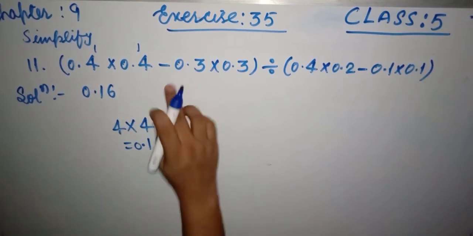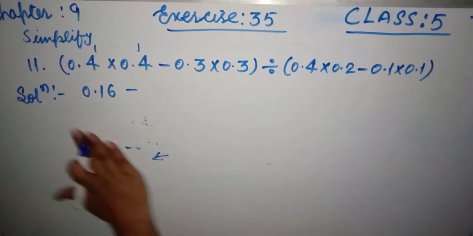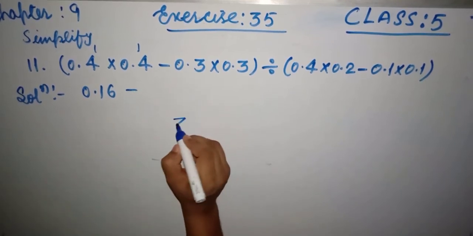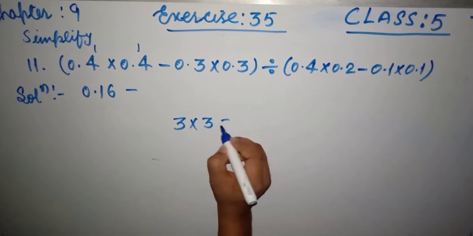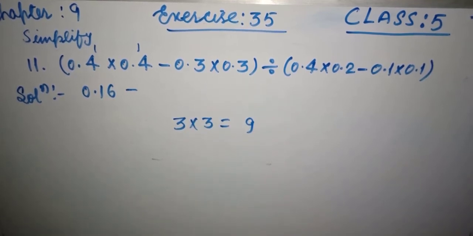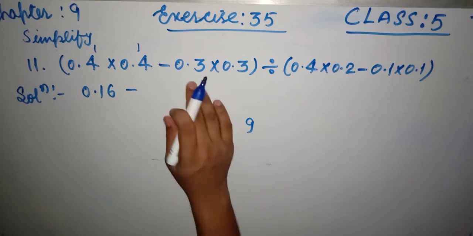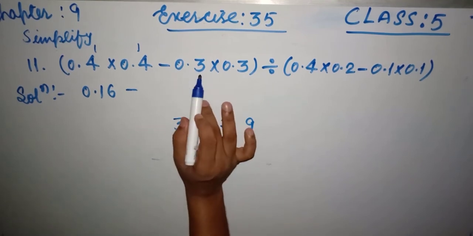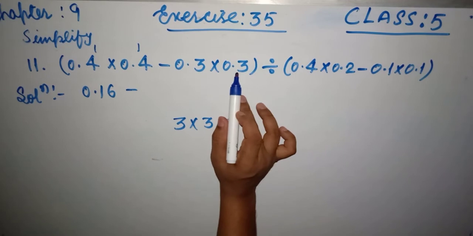Now next here is the minus, write down the minus sign. Once again same, multiply 3 multiplied by 3, 3 threes are 9. So now count the number of digits after decimal. So in this decimal there is only 1 digit after decimal and also 1 digit after decimal.